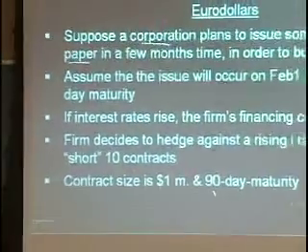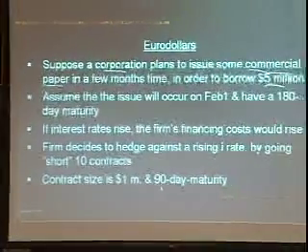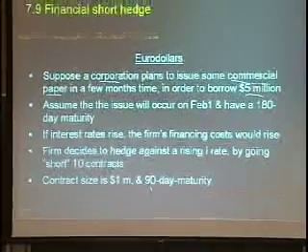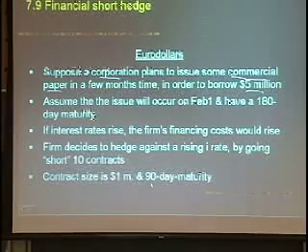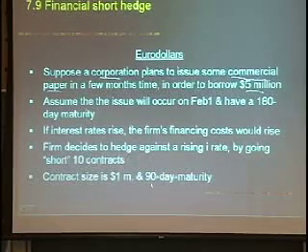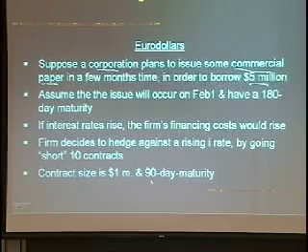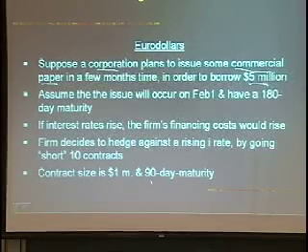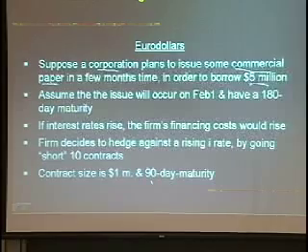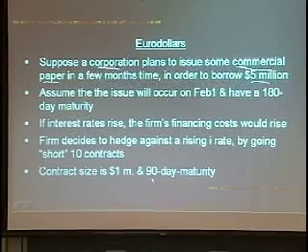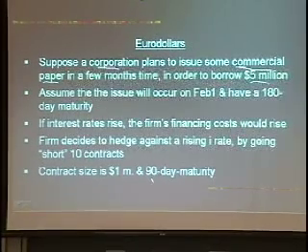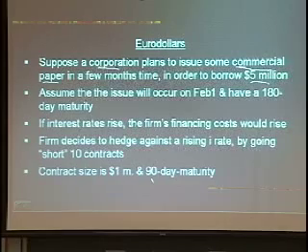Now it's the company that's doing the hedging. It's not the bank. It's this company that will issue the commercial paper. They haven't issued the paper yet. That'll happen in February. So they use the futures market as a temporary substitute for the issuance of the paper. They're going to borrow some money in February, so they use the futures market as a temporary substitute for that.